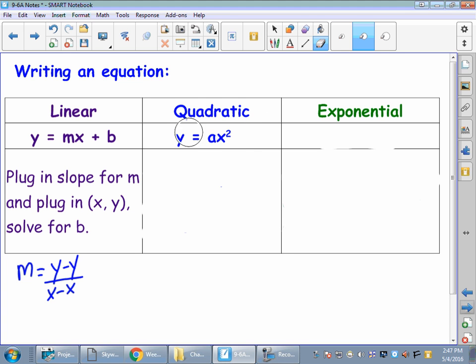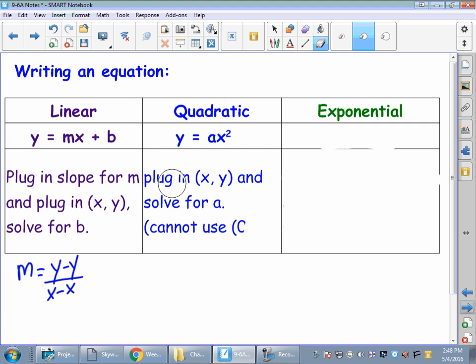Quadratic, I know the quadratic equation is much more complicated than that, but we're just going to stick with the simplified form of the quadratic. When you get into algebra 2, you can do the bx plus c. But what we're saying is those are 0, a very standard graph. This is going to have a vertex at 0, 0. And so when you do this, you simply plug in the x and the y from the table.